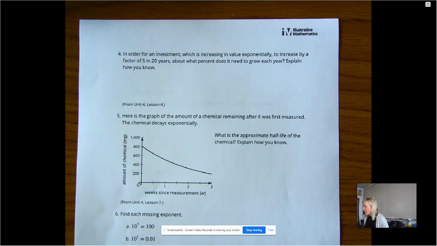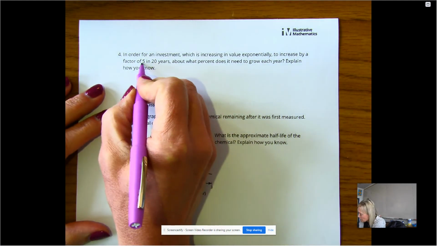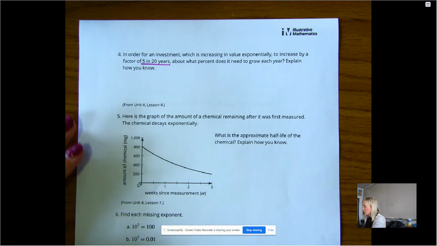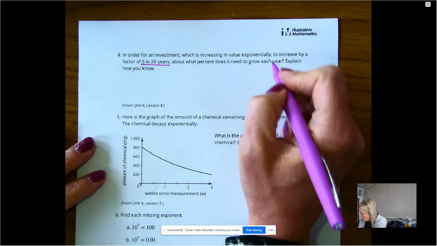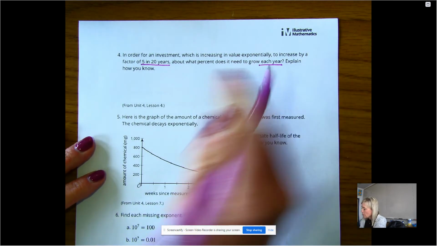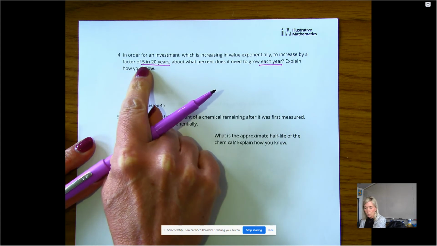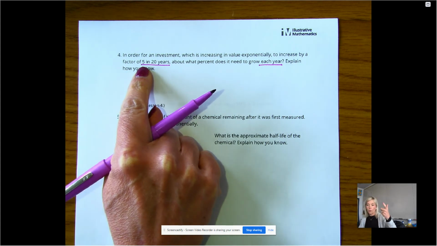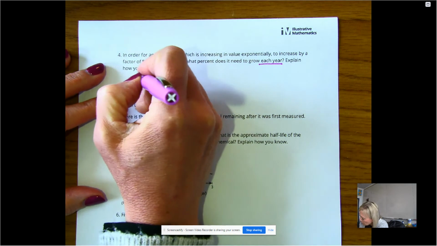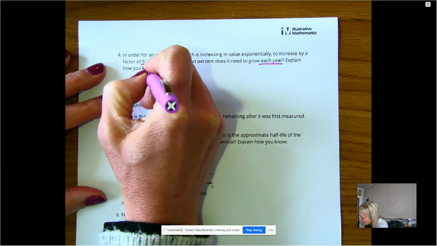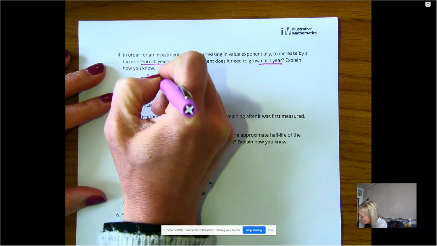Number 4, in order for an investment, which is increasing in value exponentially, to increase by a factor of 5 in 20 years, about what percent does it need to grow each year? Okay, so if it increases by 5 in 20 years, then 1 year is like 1/20th of that time interval. So we're just going to evaluate 5 to the 1/20th.